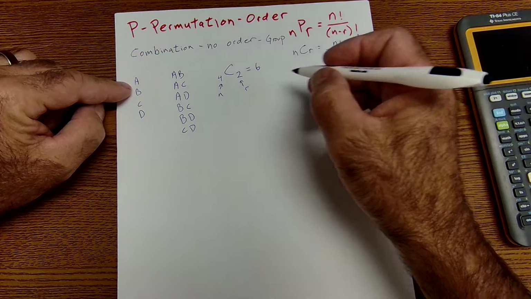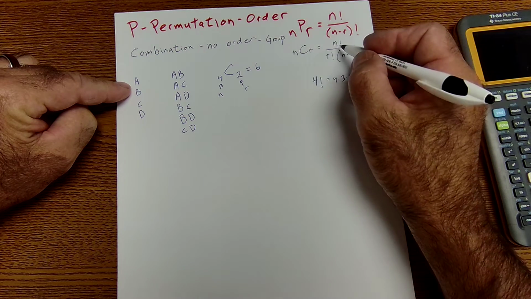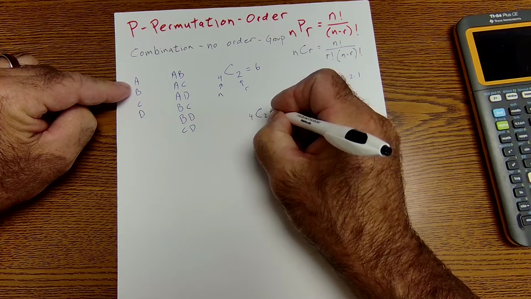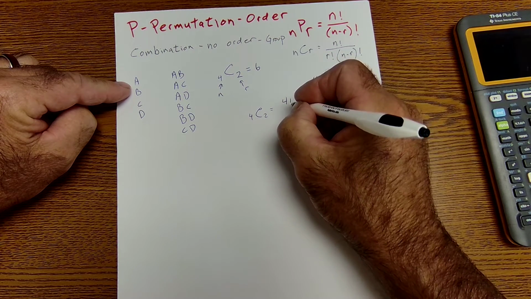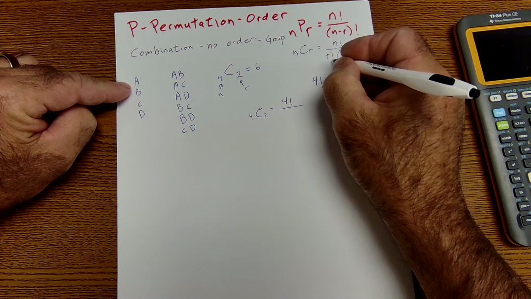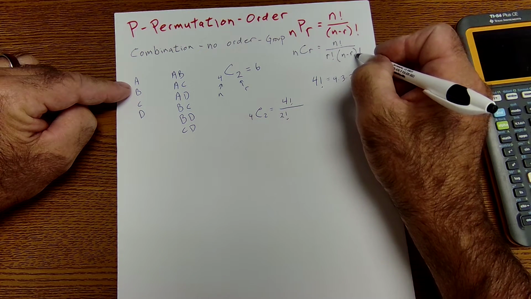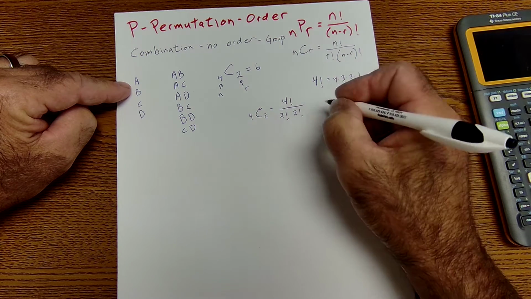So let's try this scenario. 4C2, and hopefully we'll get 6. 4C2 is equal to n factorial, which will be that 4 factorial, divided by r factorial, 2 factorial, and then n minus r, 4 minus 2, 2 factorial.